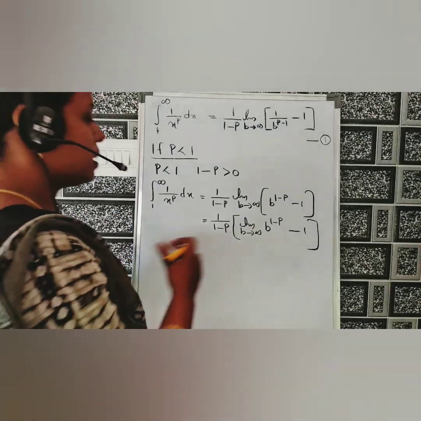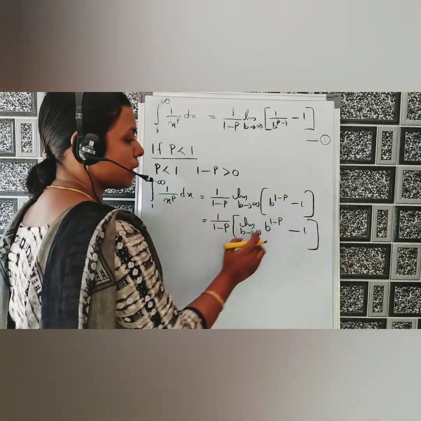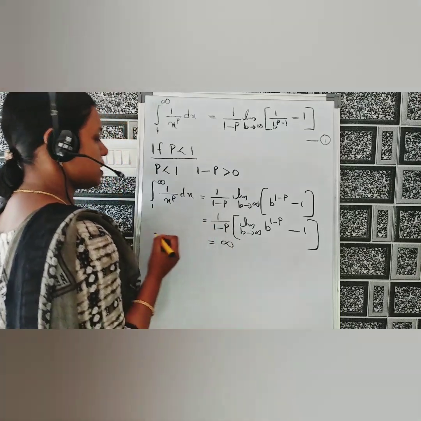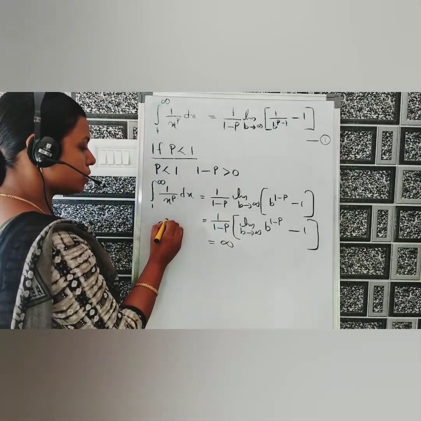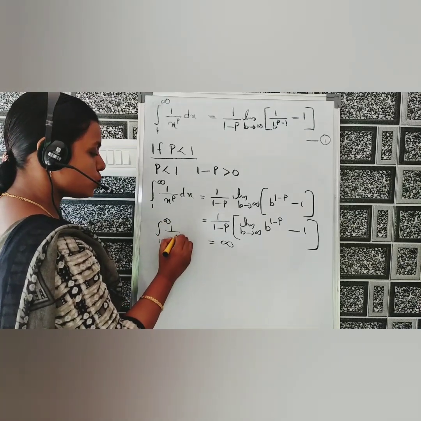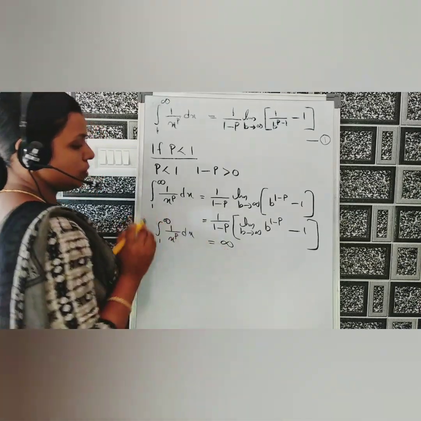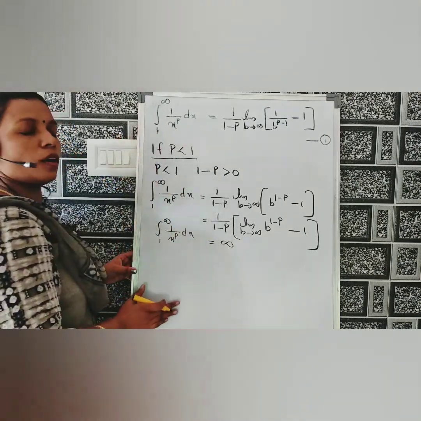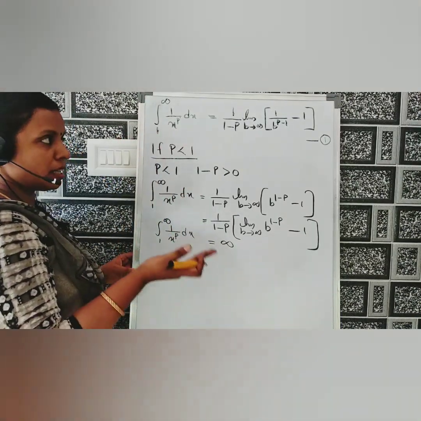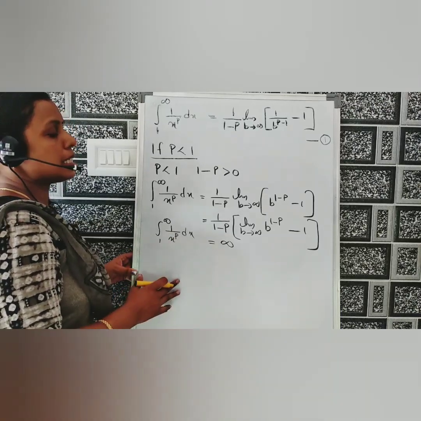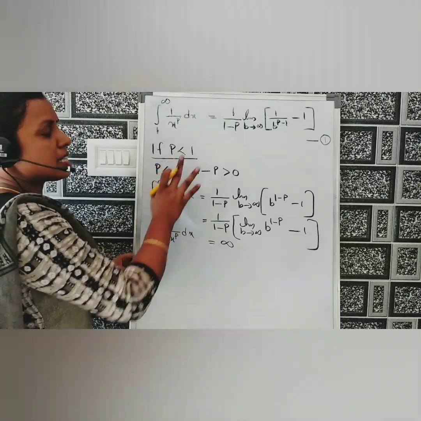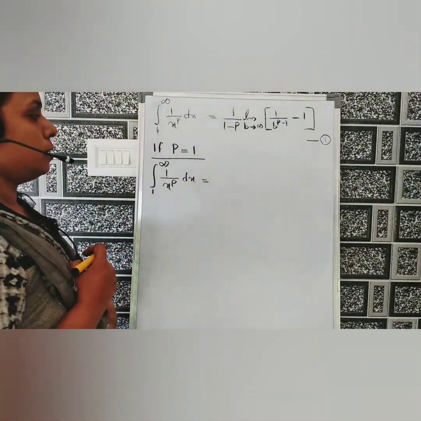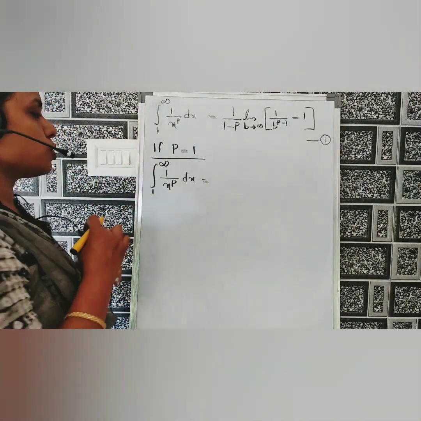Now we get limit b tends to infinity b raised to 1 minus p is infinity. Then this is infinity, that is integral 1 to infinity 1 by x raised to p dx equal to infinity. That means the integral diverges if p less than 1. That means by integral test we say that the given series diverges if p less than 1. Clear?